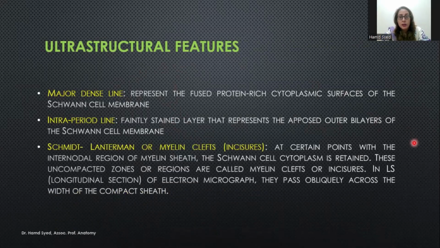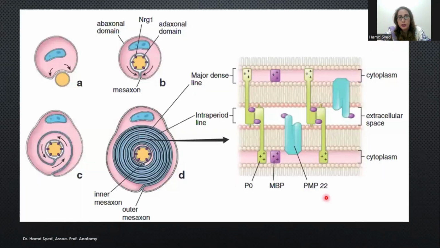And then come the Schmidt-Lantermann clefts, also known as the myelin incisures or clefts. These are certain points where the myelin sheath appears to be, you could say, disrupted. You see, the Schwann cell cytoplasm is retained at these points. So these uncompacted zones or regions are known as the Schmidt-Lantermann clefts. And in the longitudinal section of an electron micrograph, they pass obliquely across the width of the myelin sheath.